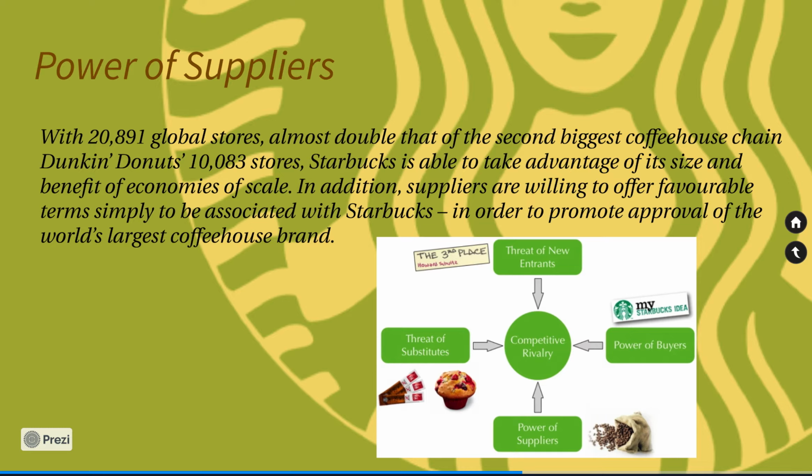And for the power of suppliers, with 20,891 global stores, almost double that of the second biggest coffee house chain, Dunkin' Donuts, which has approximately 10,000 stores, Starbucks is able to take advantage of its size and benefit from economies of scale. In addition, suppliers are willing to offer more favorable terms simply to be associated with Starbucks in order to promote approval of the world's largest coffee house brand.